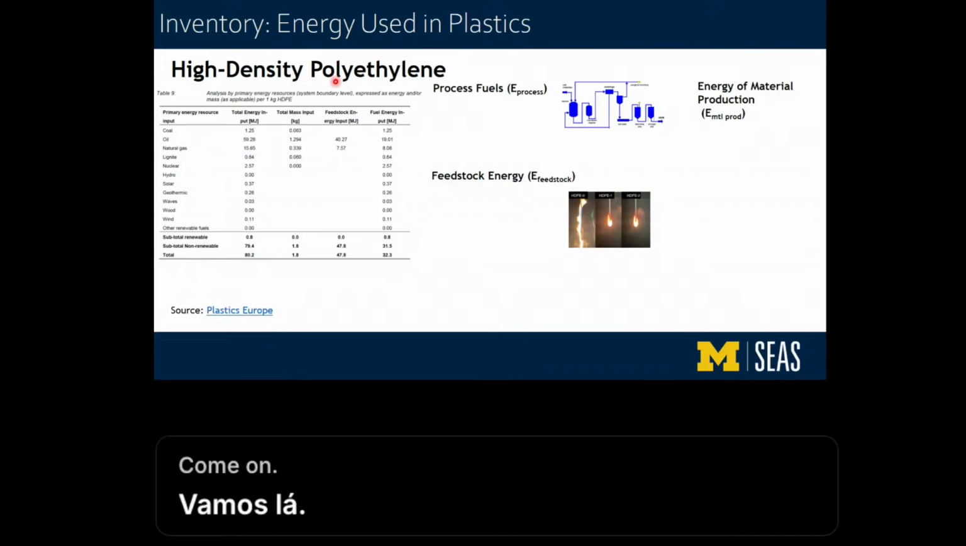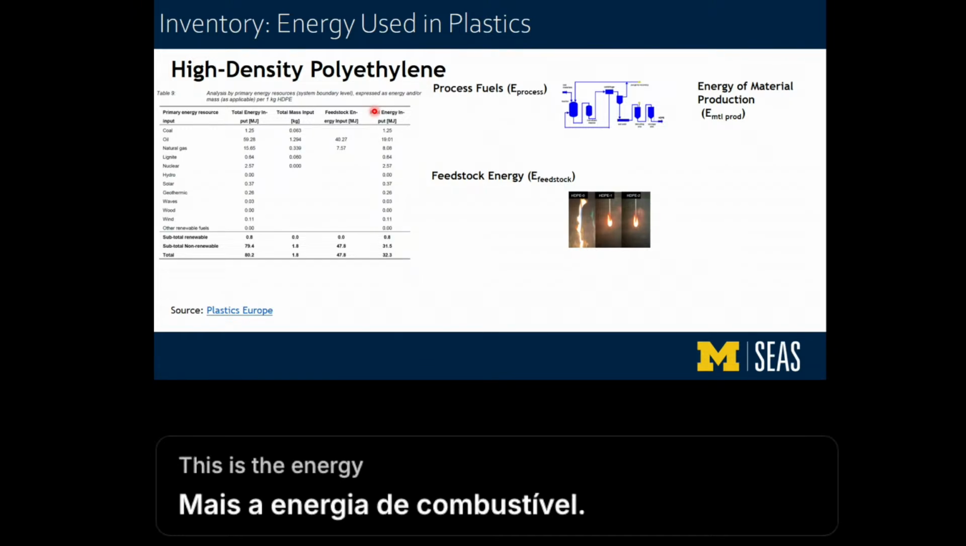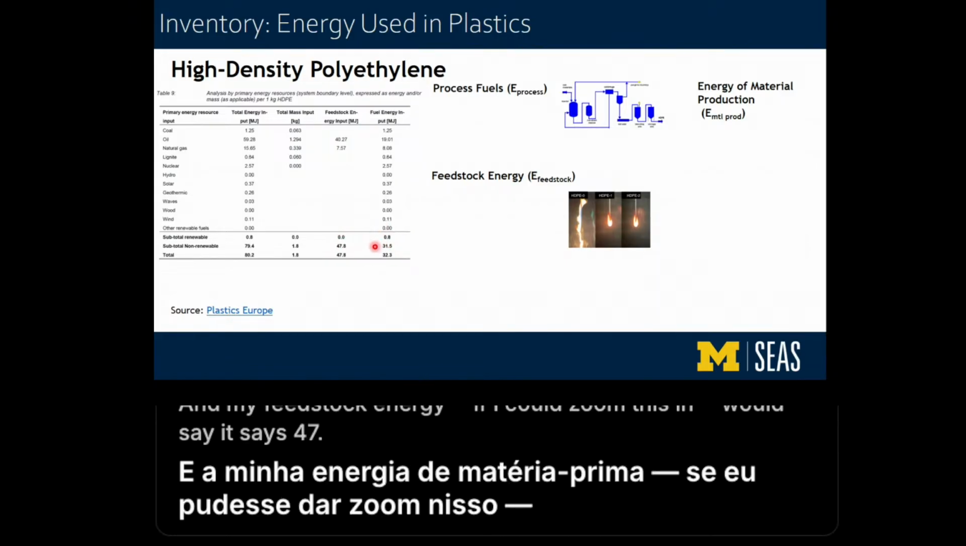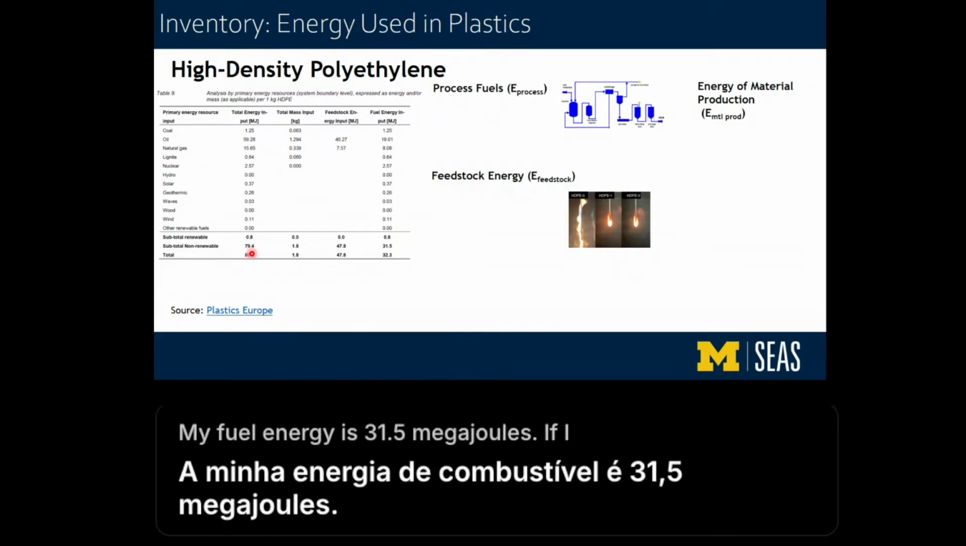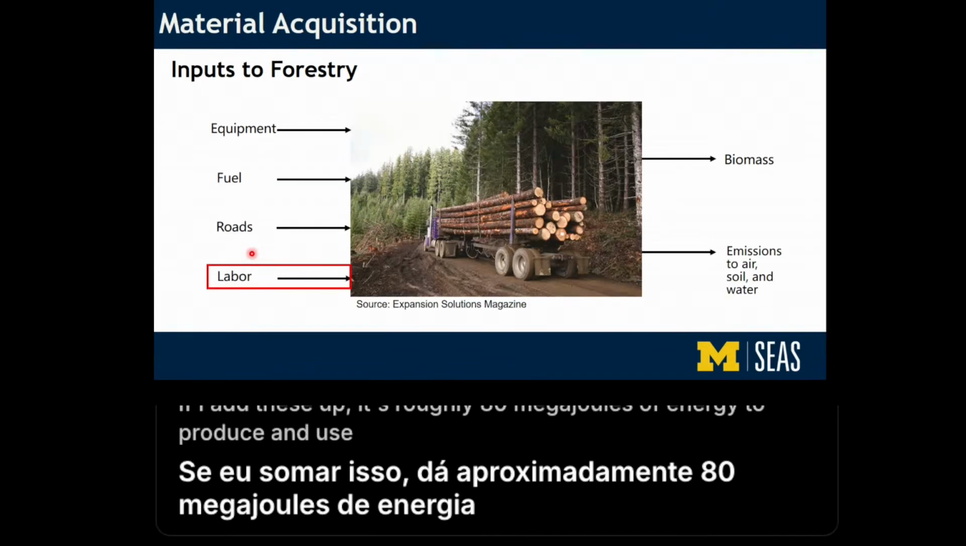Feedstock energy in megajoules plus the fuel energy. This is the energy in the actual production. And my feedstock energy, if I could zoom this in, says 47.8 megajoules. My fuel energy is 31.5 megajoules. If I add these up, it's roughly 80 megajoules of energy to produce and use 1 kilogram of high-density polyethylene.